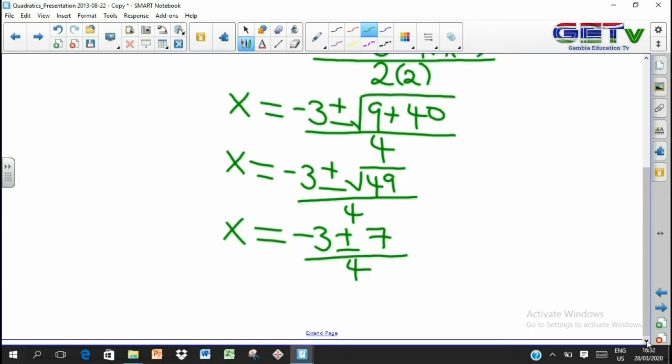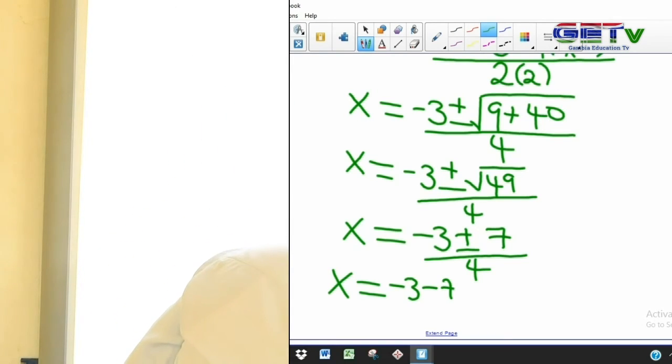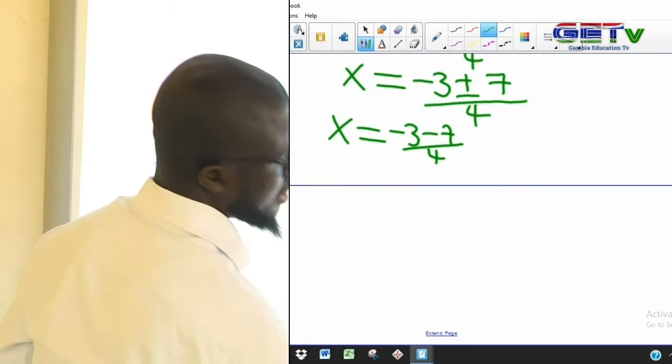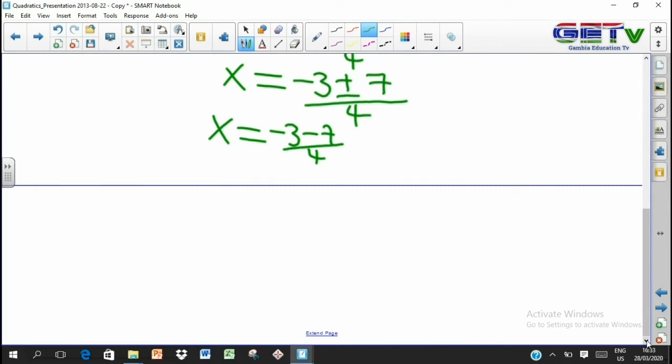2 answers. So that will give us x equals, we work them one after the other, negative 3 minus 7 all over 4. If you simplify this, negative 3 minus 7, in grade 7 you've learned about integers, and your teachers told you that when you have two numbers like this, you always add and maintain the sign. The operation that we have here is negative 3 minus 7. That will give x equals negative 10 all over 4.